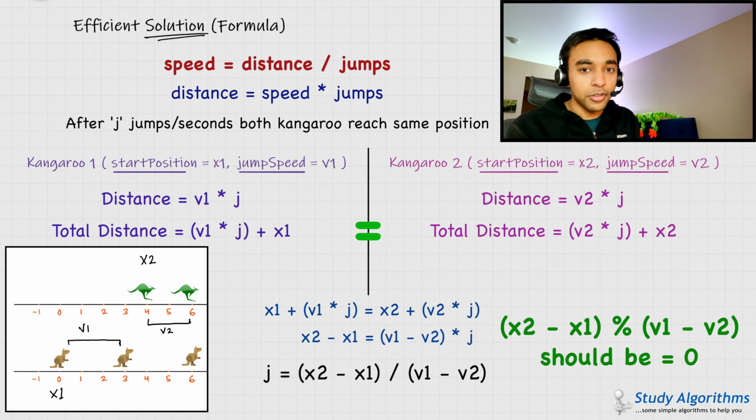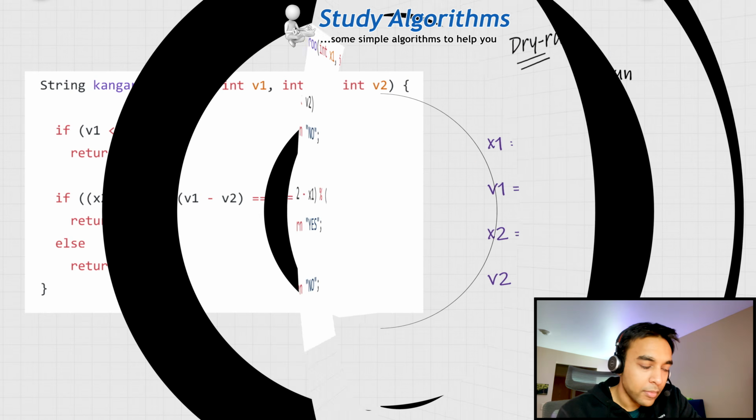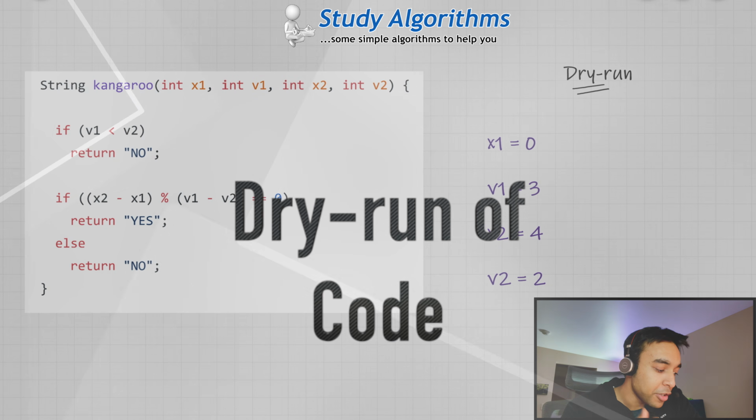If you have understood this, writing the code for this becomes really easy. The time complexity of this solution would be order of 1 because you are not running any loops, and the space complexity is also order of 1 because you're not consuming any new data structure. Let me quickly show you the code for this. That's it. That's the code you need to solve.